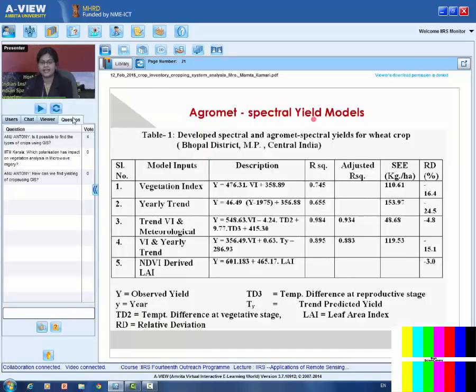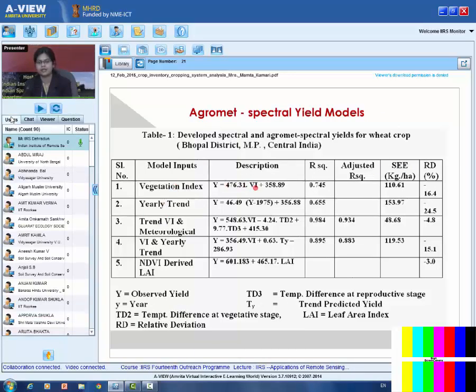These are various agromet spectral yield models. Here we can see that in this, vegetation index is used, in this, trend is used, and in this, meteorological information like T2, TD3, etc. is used. The full form of whatever is there is given below here.